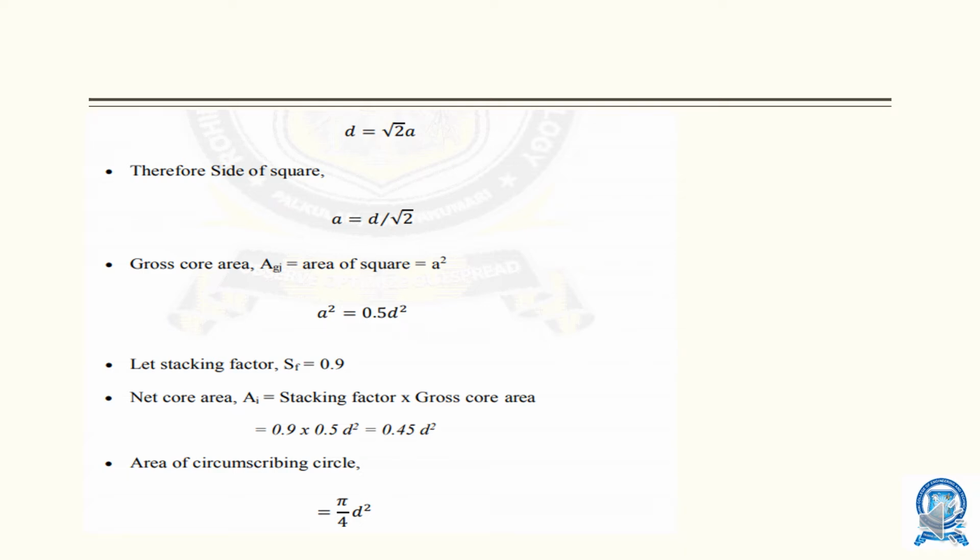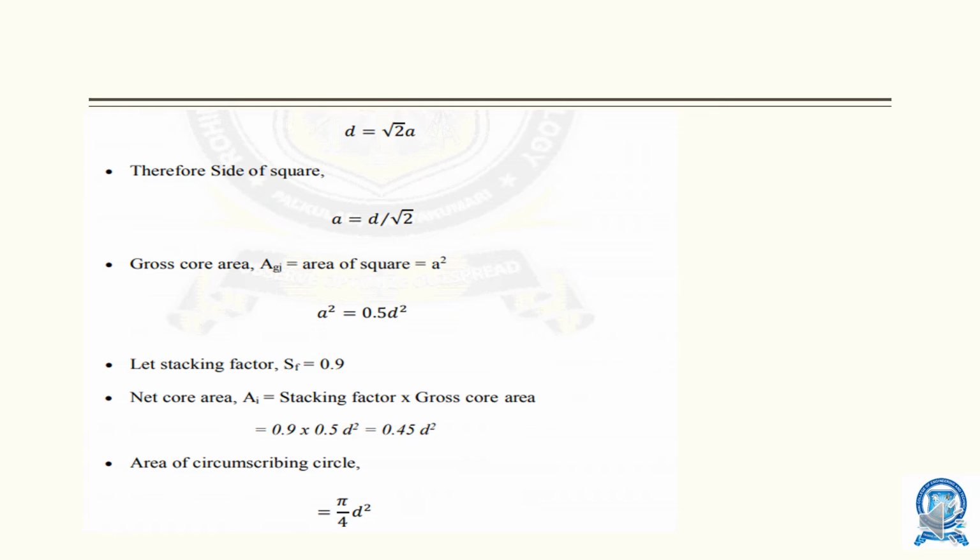The gross core area Ag is equal to a square, which is equal to 0.5 d square, substituting the value of a as d by root 2. We know that the stacking factor for a transformer is 0.9. The net area is the stacking factor times the gross area, so 0.9 multiplied by a square. Since a square is equal to 0.5 d square, substituting gives 0.45 d square for the net core area. So the gross core area is 0.5 d square, whereas the net core area is 0.45 d square.